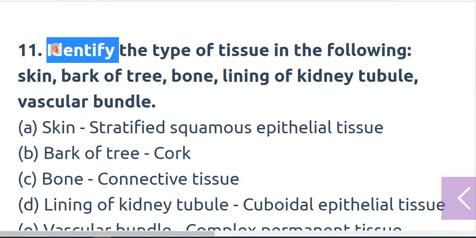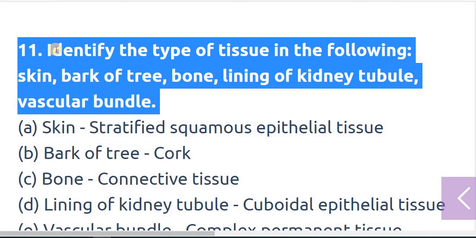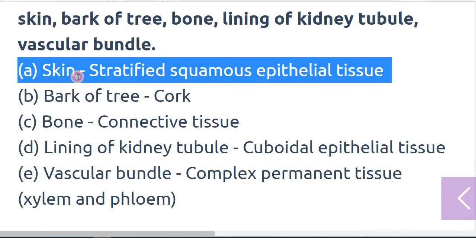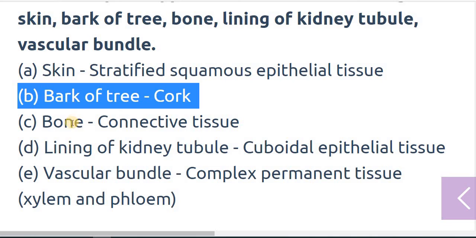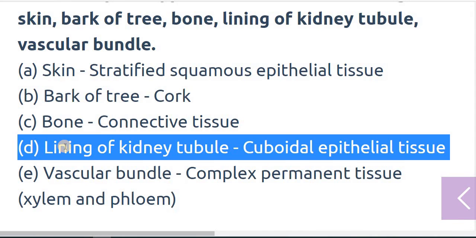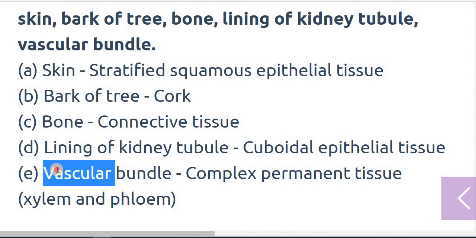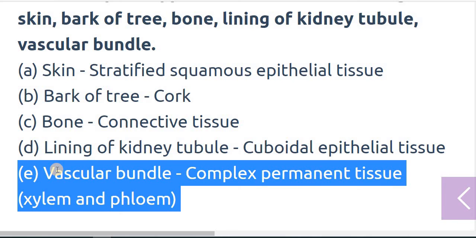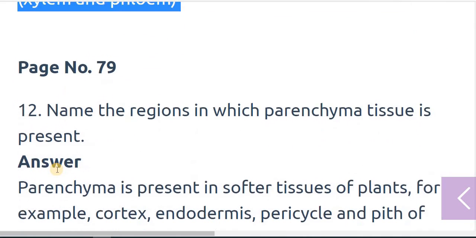Let's see one more time. Identify the types of tissue in the following: skin, bark of a tree, bone, lining of kidney tubule, vascular bundle. For the skin, the stratified squamous epithelial tissue is there. Bark of tree, cork is there. For bone, connective tissue is there. Lining of kidney tubule, for that the cuboidal epithelial tissue is there. And the vascular bundle is a complex permanent tissue, in that xylem and phloem are there.